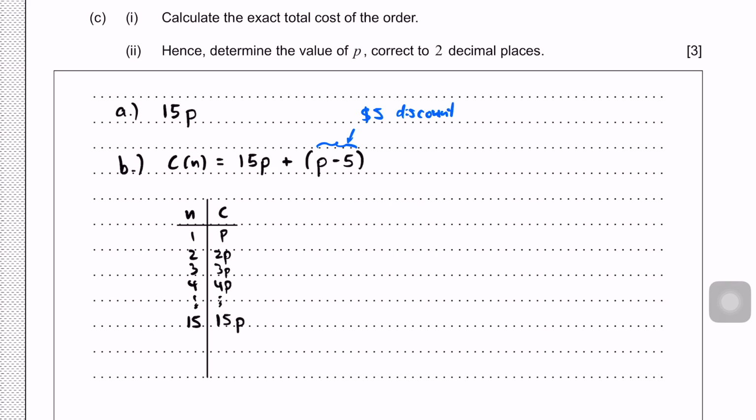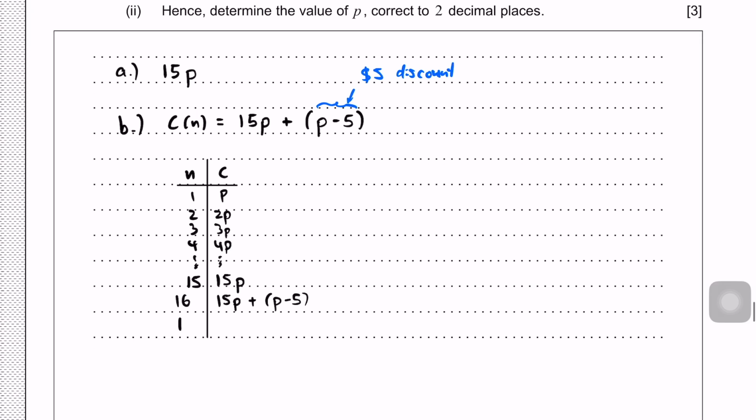But what if we want to buy 16 hats, for example? Well, we still need to pay for those first 15 hats. But now we have that additional hat, which is a $5 discount off. So we have one of these. And then what about if we want to buy the 17th hat? Well, we still bought those 15 hats at regular price first. And now we've got 2 of these hats with a discount.